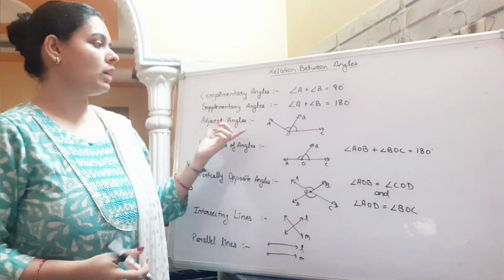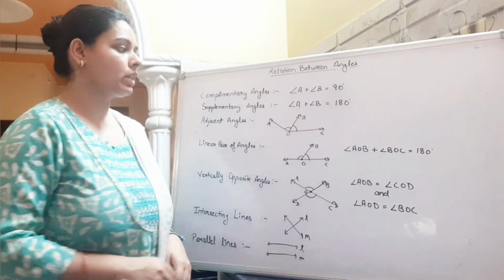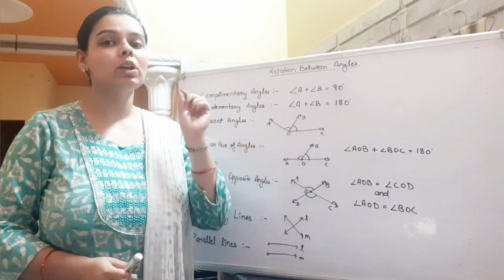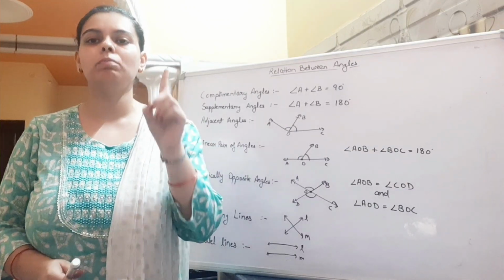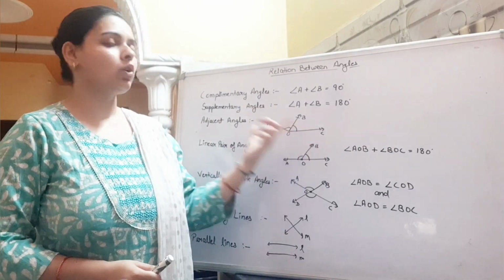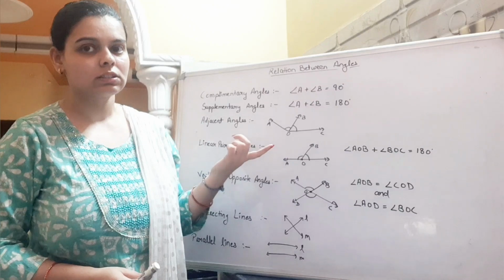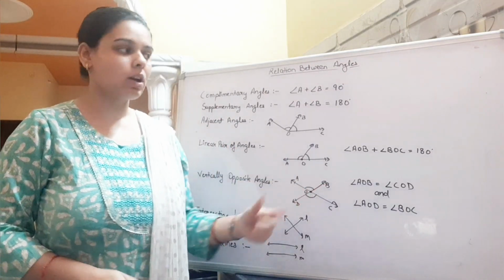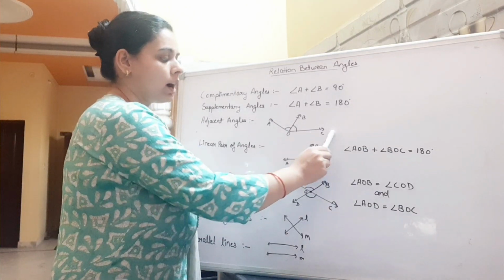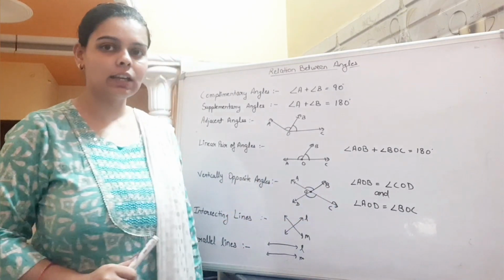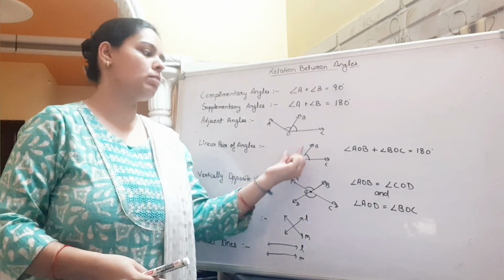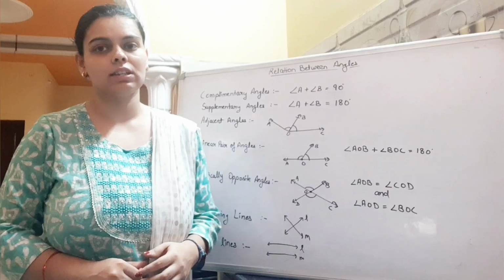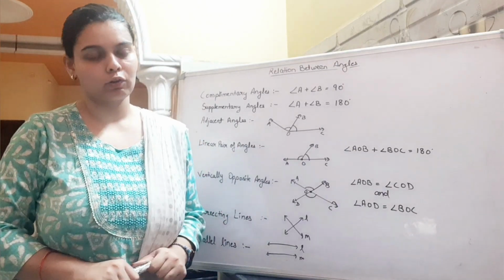Now adjacent angles. When two angles have a common vertex and one common arm, they are called adjacent angles. Now linear pair of angles: when the two uncommon arms are at 180 degrees, or you may say when the sum of two adjacent angles is equal to 180 degrees, they are called a linear pair of angles.